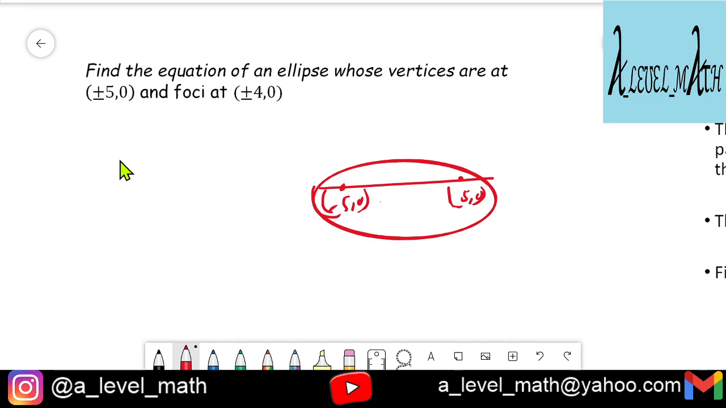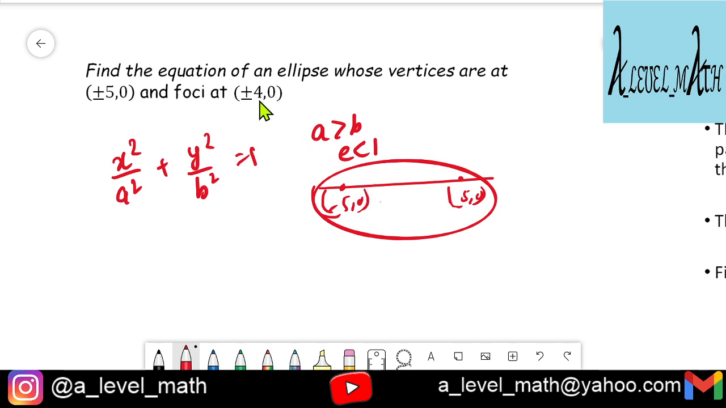Alright guys, if it is a horizontal ellipse, the equation is going to be x square by a square plus y square by b square is equal to 1. Had it been a vertical ellipse, it would have been x square by b square plus y square by a square is equal to 1. Remember that a always has to be greater than b, doesn't matter if it is a vertical or horizontal ellipse, and e always has to be less than 1, vertical or horizontal.